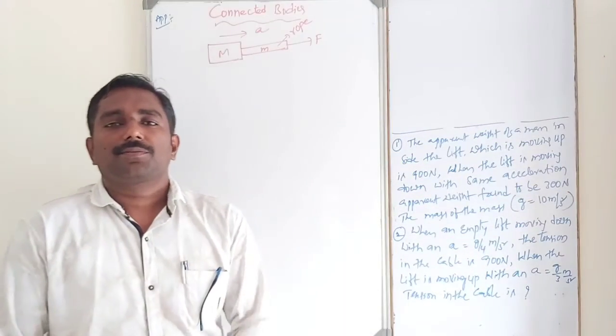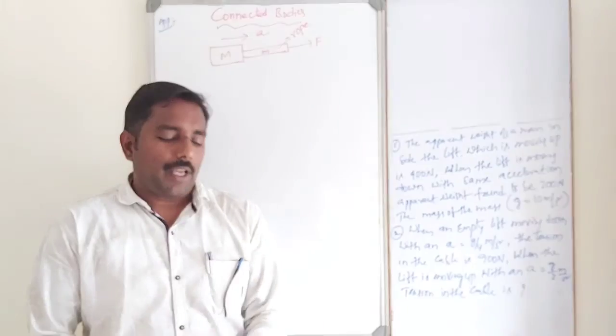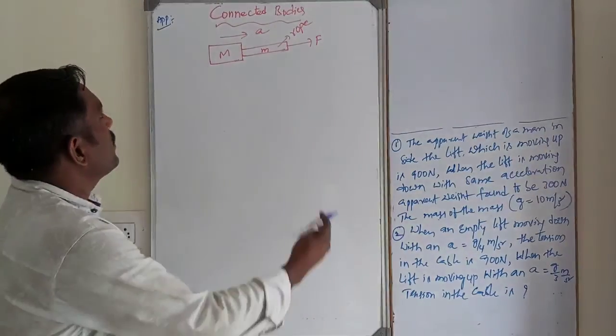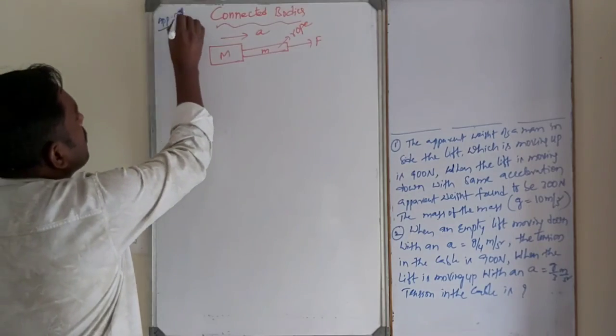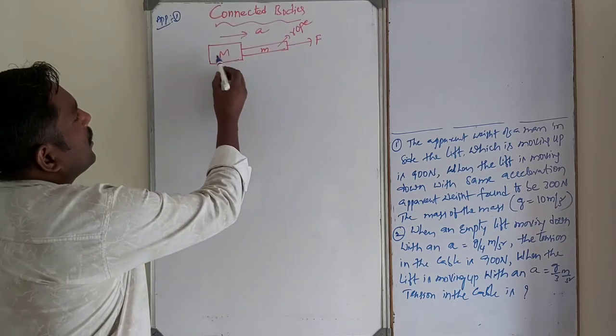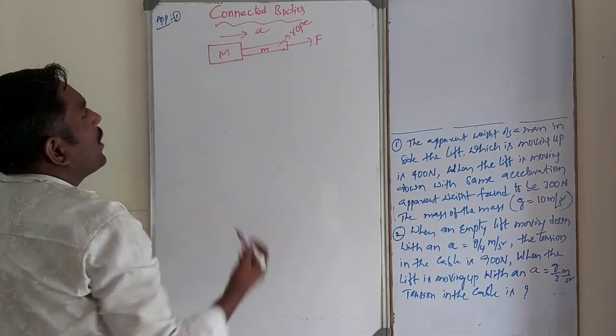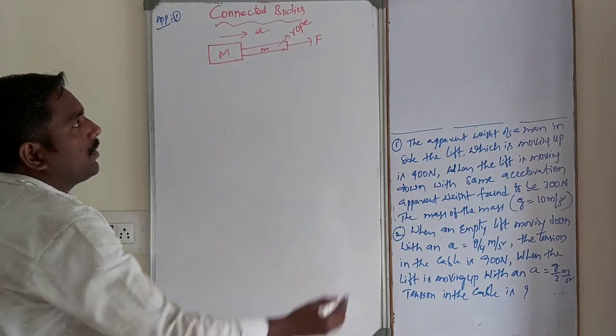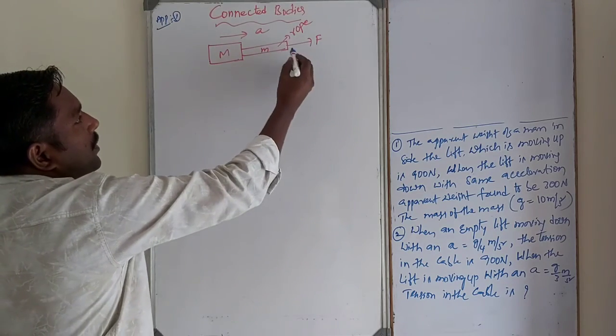Okay, students. So this is the yesterday continuous class. Connected bodies. One application, which is also very important from the examination point of view. This is the mass of the body connected by a rope of mass small m by a force F.